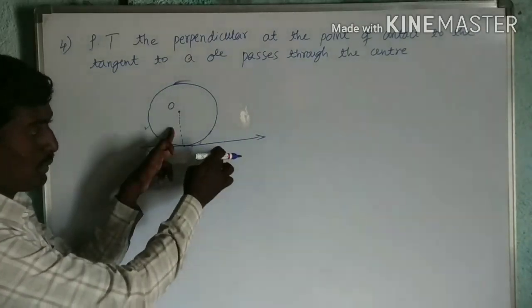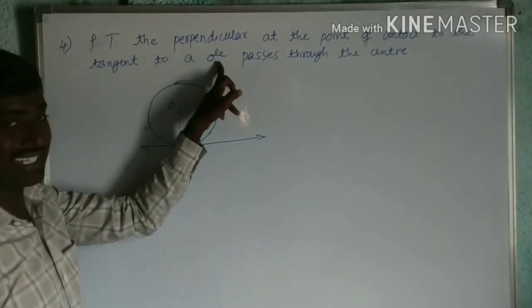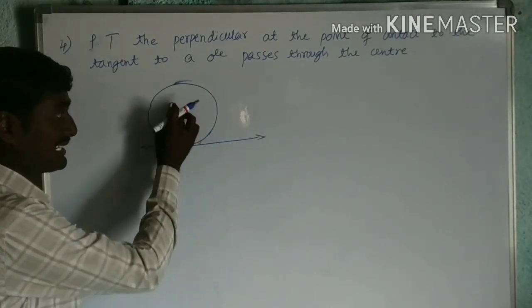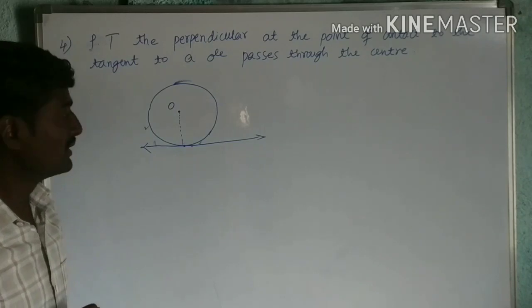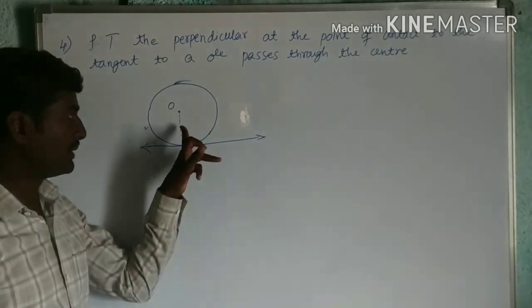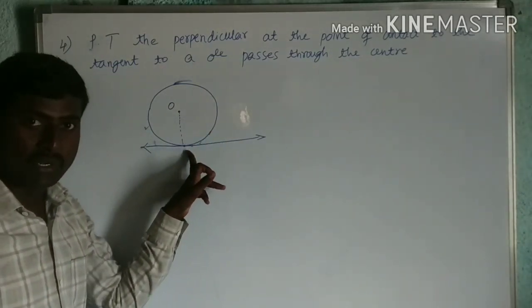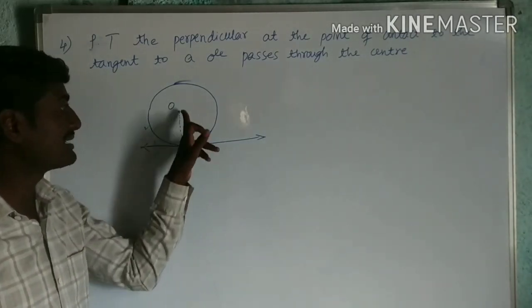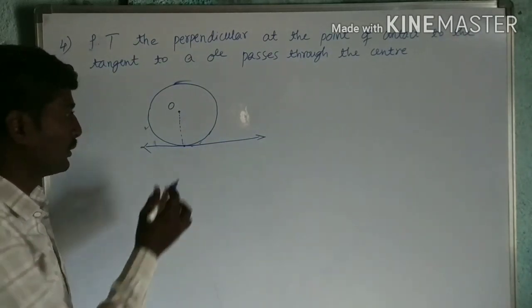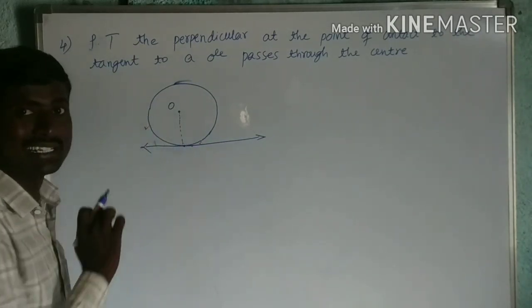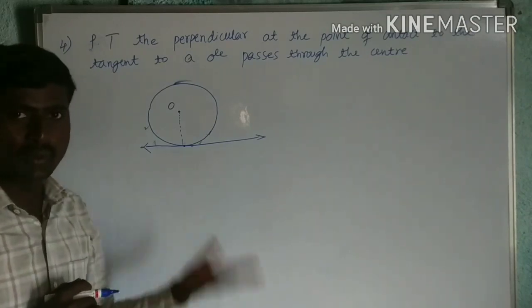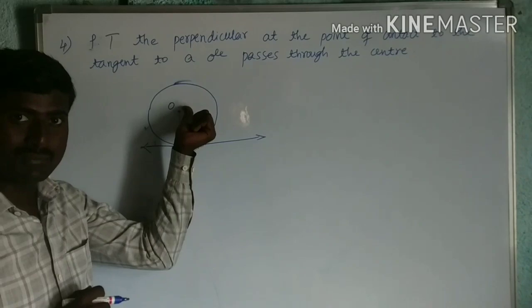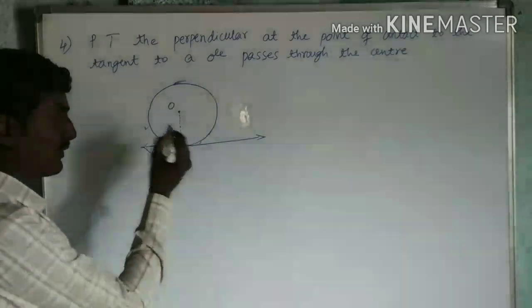This is the perpendicular to the tangent to a circle passes through the center. So this perpendicular passes through the center. We have to prove it. Okay. What they said? The perpendicular at the point of contact to the tangent is passing through the center of the circle. We have to prove this perpendicular is passing through the center. Already we know it. The perpendicular must always pass through the center of the circle from the point of contact.